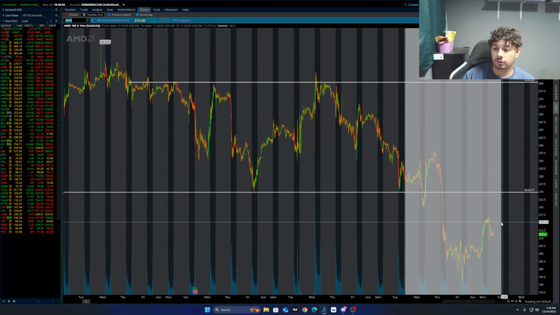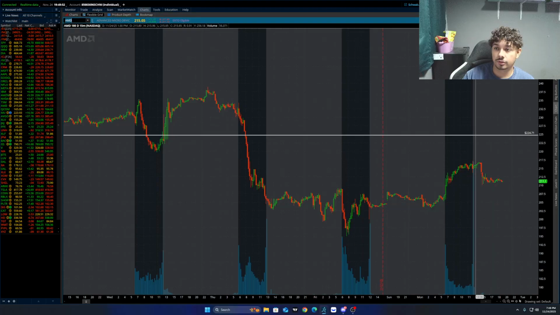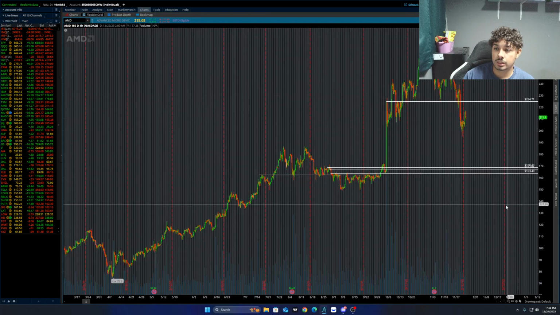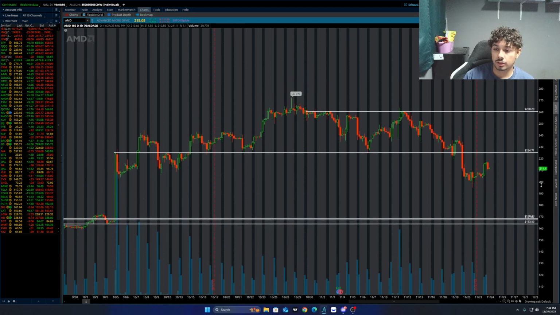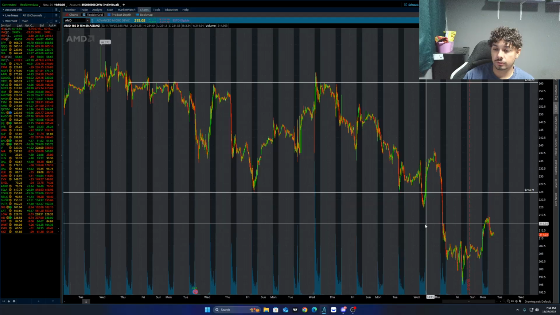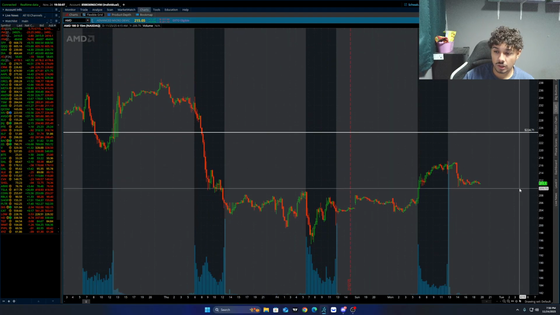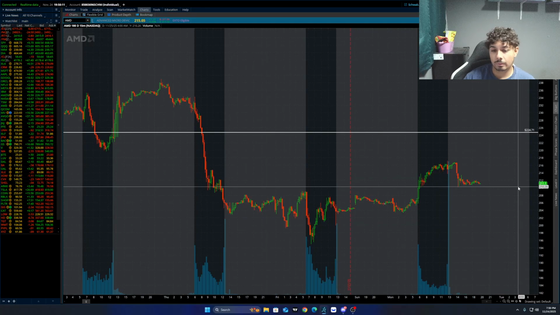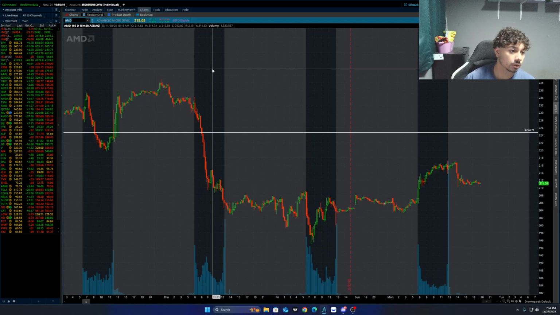AMD. AMD still below, so still below demand or support. Hasn't reclaimed yet. Yeah, right there. I probably wouldn't touch this one as well. Just because it's a little too risky for me. I guess maybe right here, maybe longs if it can hold above pre-market low so far. But personally, I don't think I'd touch this. There's better names out there.